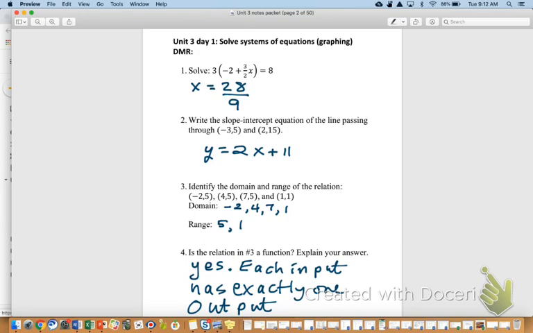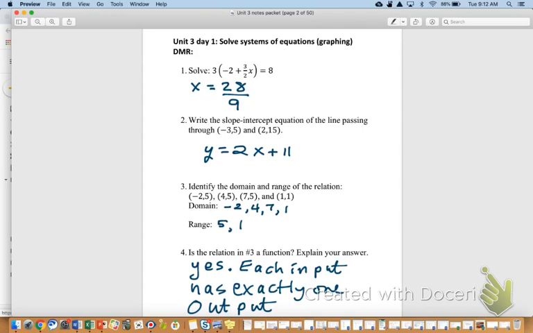So number 1, I got x is equal to 28 ninths. Number 2, I got y equals 2x plus 11. 3, I listed all my x coordinates for my domain and my y coordinates for my range. Notice I only listed the 5 one time. Of course, there was 3 5s, but 5 is just 5, so you really don't have to list it more than once.